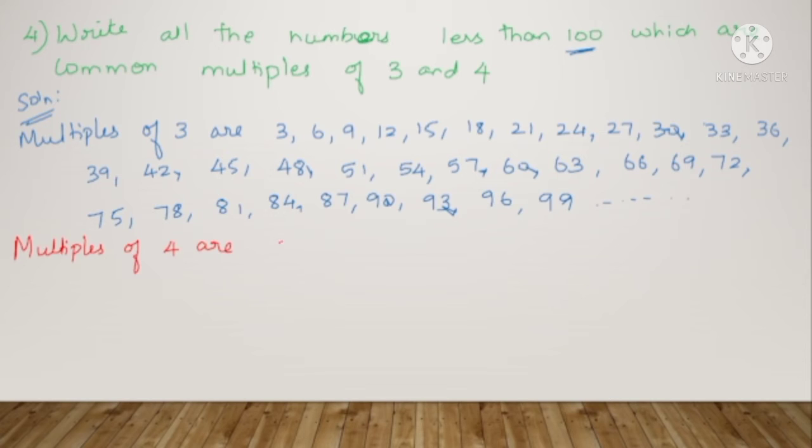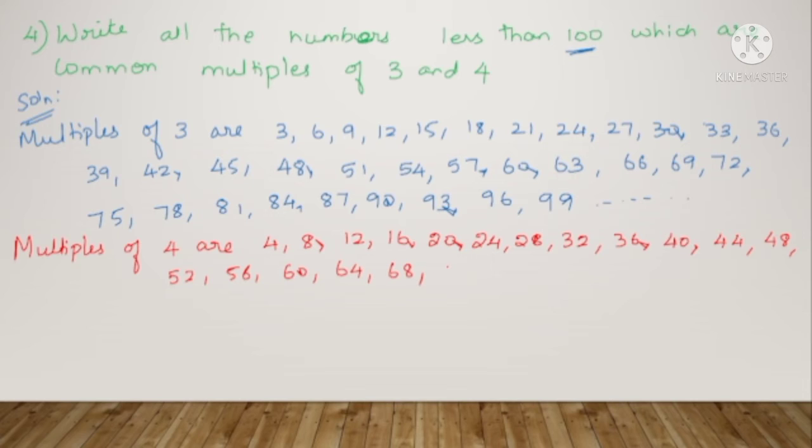Multiples of 4. So what are the multiples of 4? 4, 8, 12, 16, 20, 24, 28, 32, 36, 40, 44, 48, 52, 56, 60, 64, 68, 72, 76, 80, 84, 88, 92, 96, and then 100, and so on.